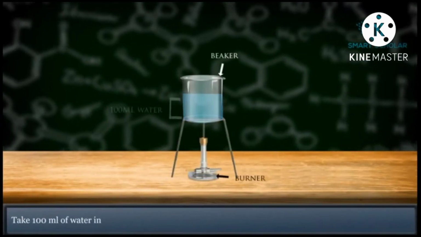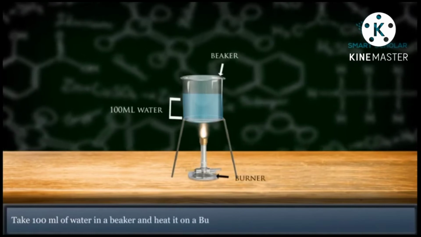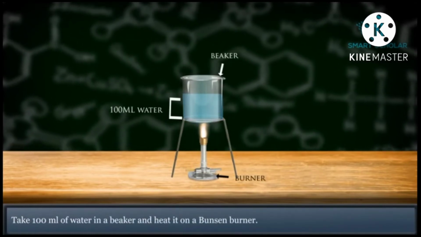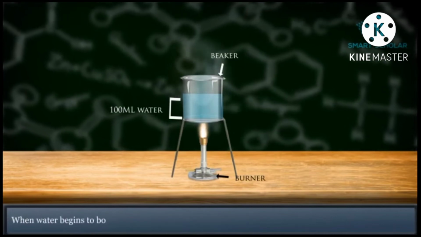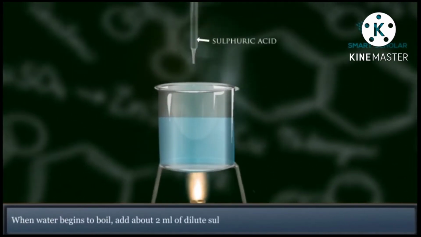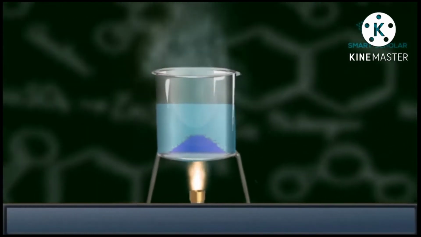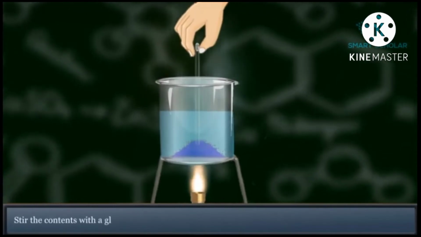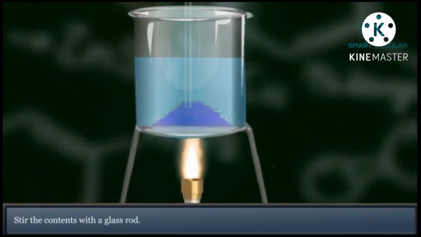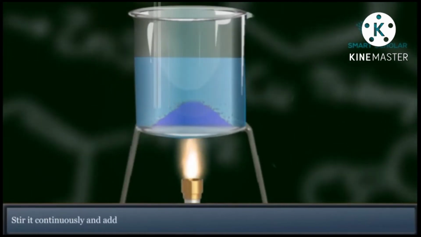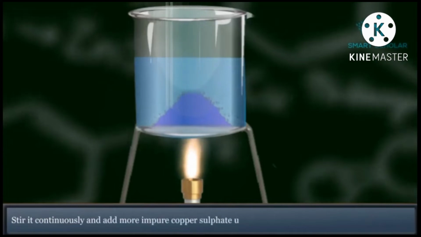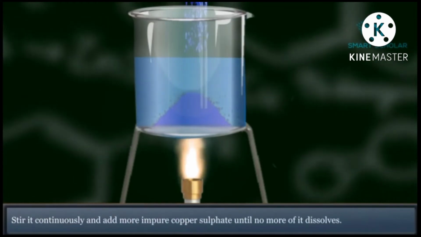Here's an experiment to see how crystallization occurs. Take 100 milliliters of water in a beaker and heat it on a Bunsen burner. When the water begins to boil, add about 2 milliliters of dilute sulfuric acid and then a spoonful of CuSO4. Stir the contents with a glass rod. Stir continuously and add more impure copper sulfate until no more of it dissolves.